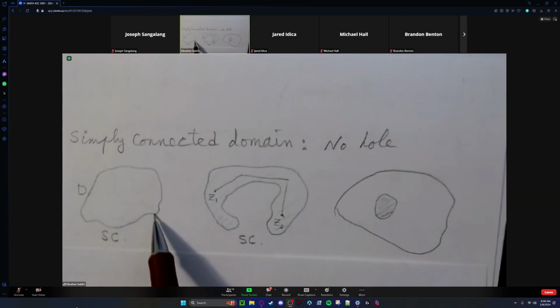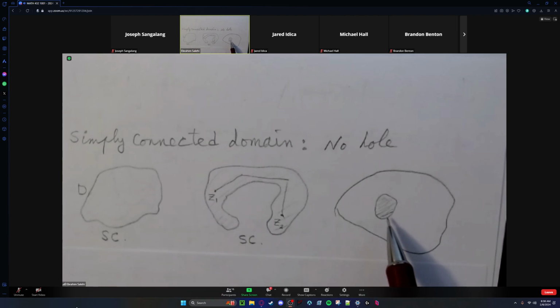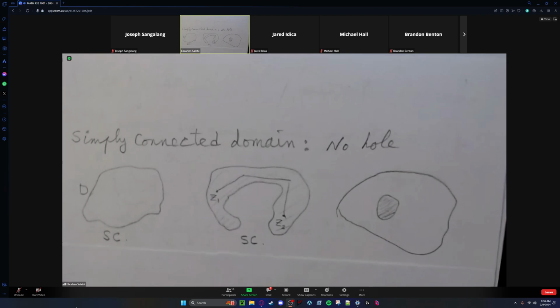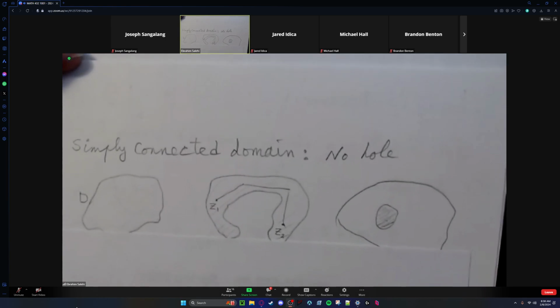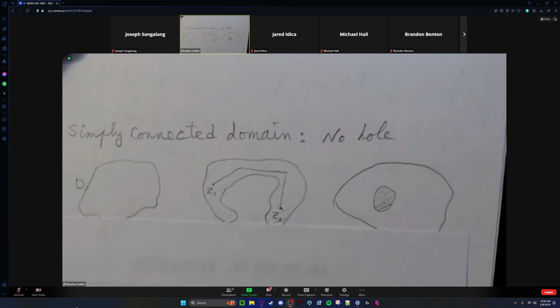This is a simply connected domain. This is not, because there's a hole in it. All right, there's a hole in it. Cauchy's theorem applies to simply connected domains. And in the proof of Cauchy's theorem, we use Green's theorem, right? We use Green's theorem of Calculus 3. But the proof is not that important, but the statement is fascinating.